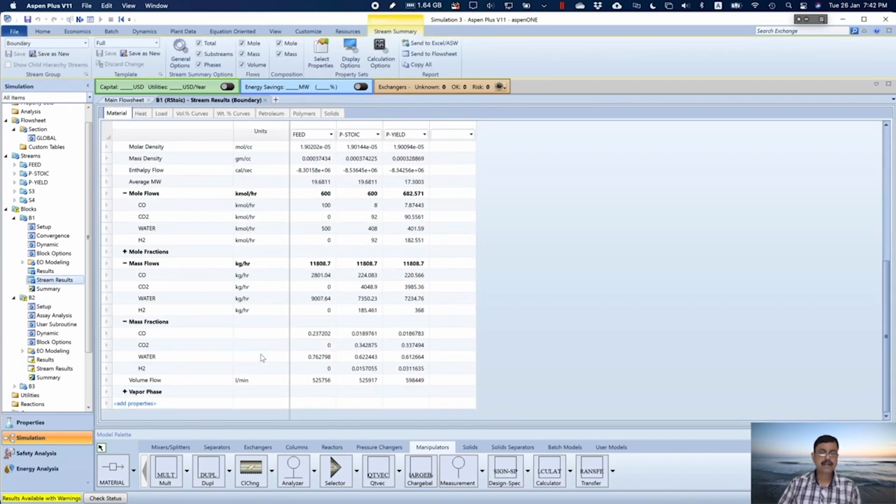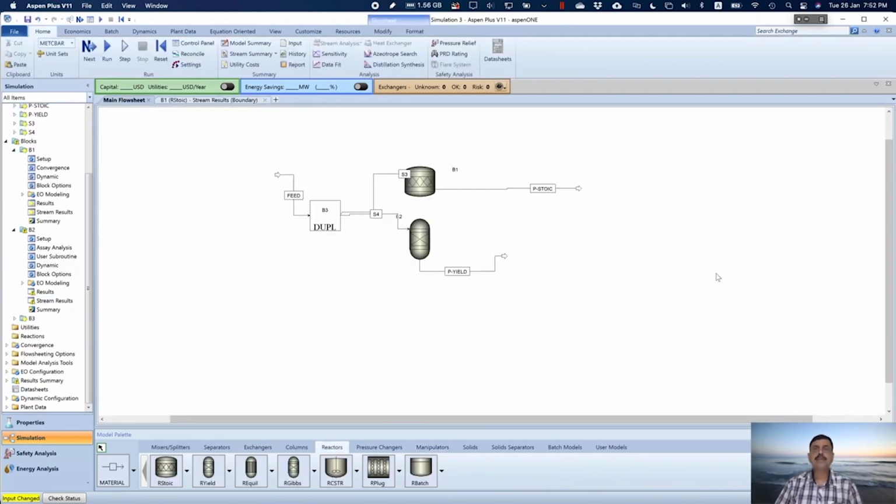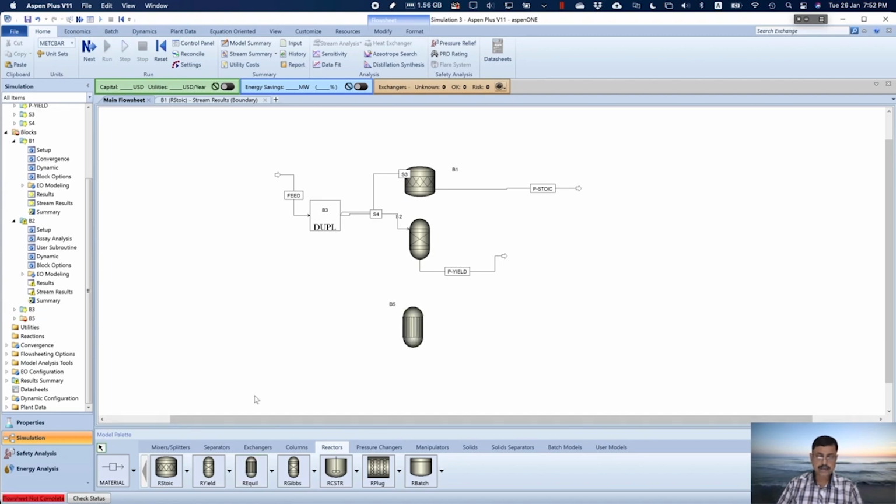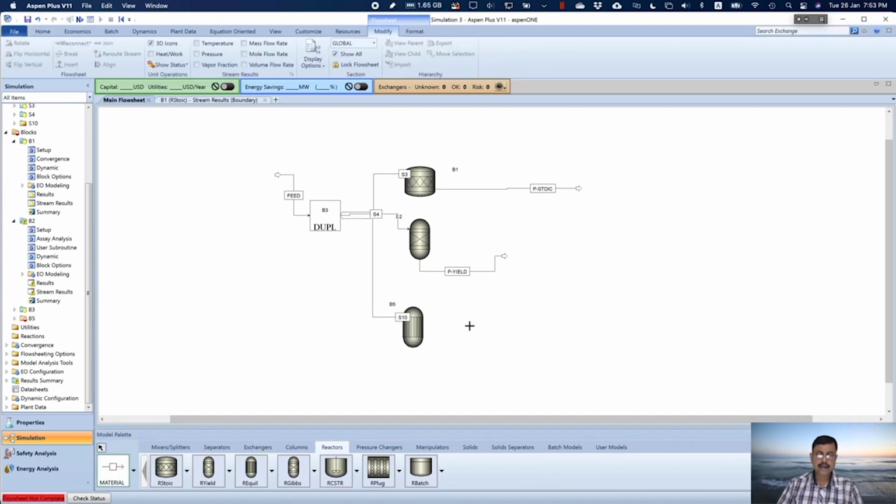We'll analyze it later. Now let us see how the R equilibrium block works. For that, bring in the R equilibrium, connect the material streams, and here you can see that we have to give two outlets. One is vapor, another is liquid, because that is the norm for any equilibrium reactor.